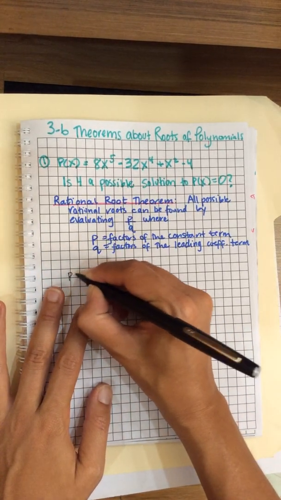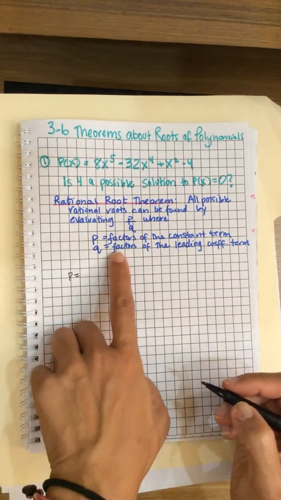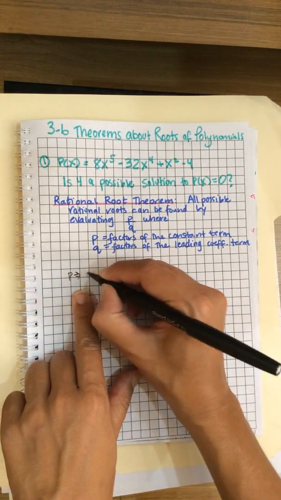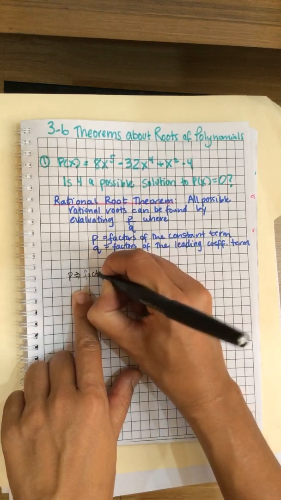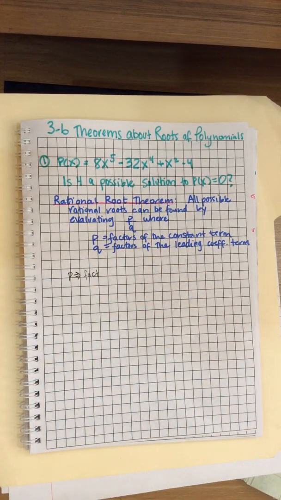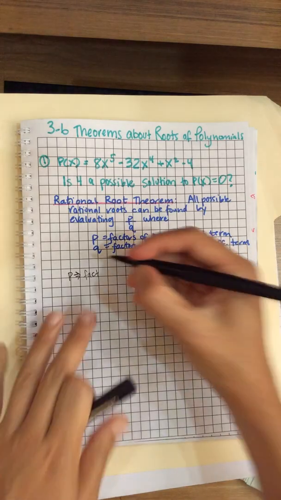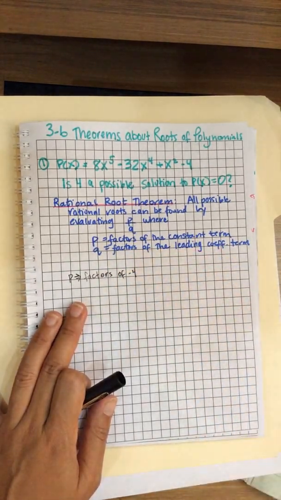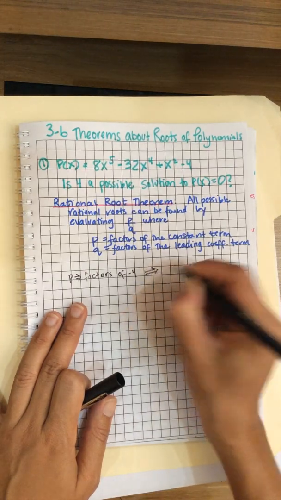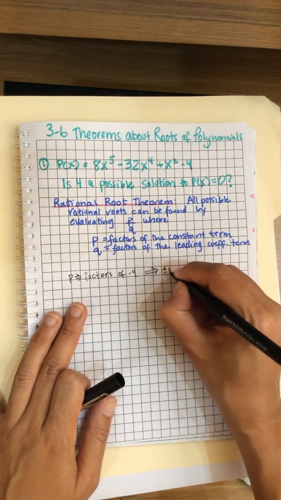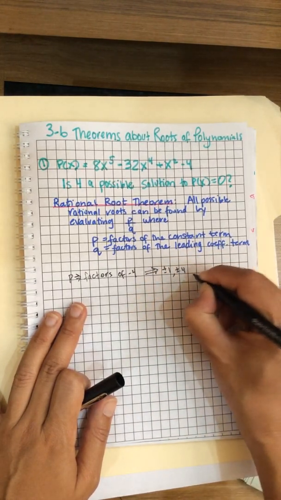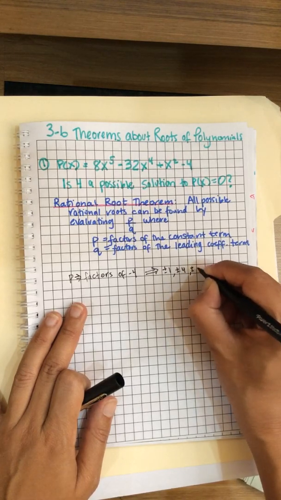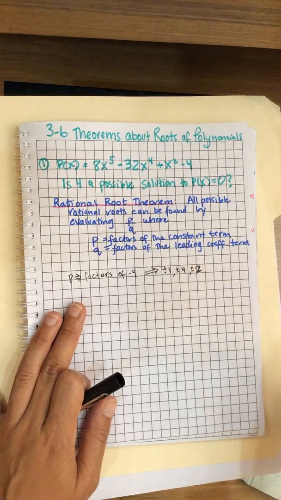So let's write all the possible values of p here, factors of the constant term. So p are going to be factors of minus 4. So what are the factors of minus 4? We have plus or minus 1, plus or minus 4, plus or minus 2. I think that's it, right?